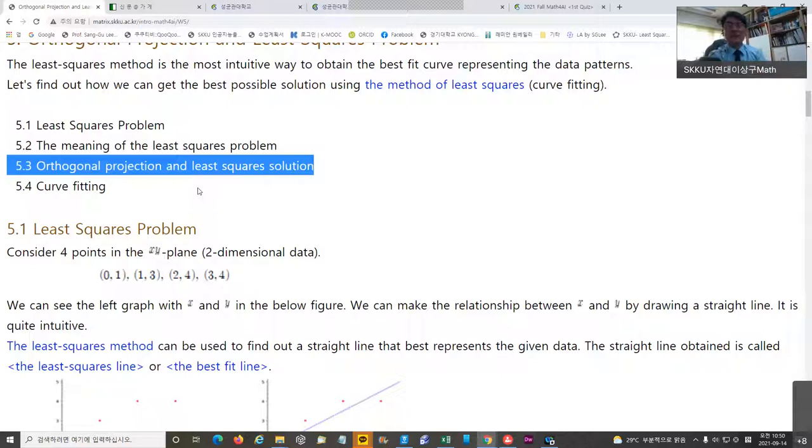And then we will learn the covariance matrix. In order to understand the covariance matrix from the data, we need the statistical concept. Then with that knowledge, we will learn the principal component analysis and artificial neural networks. Okay, that is what we're going to do.